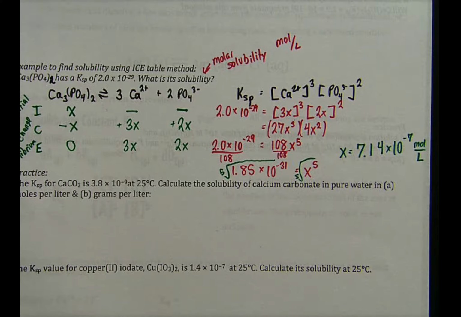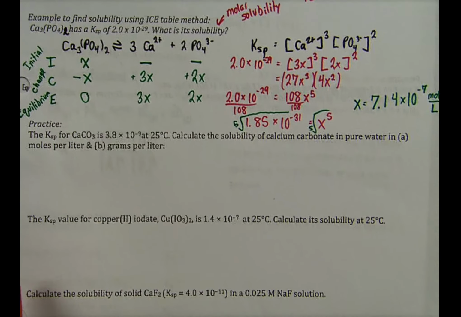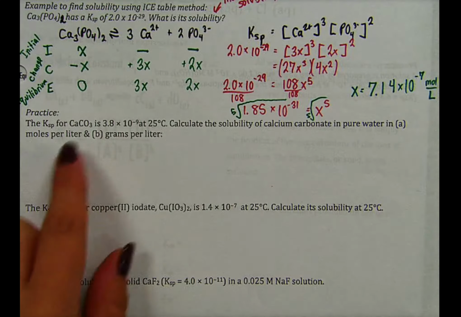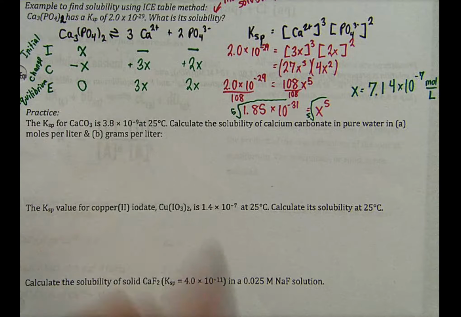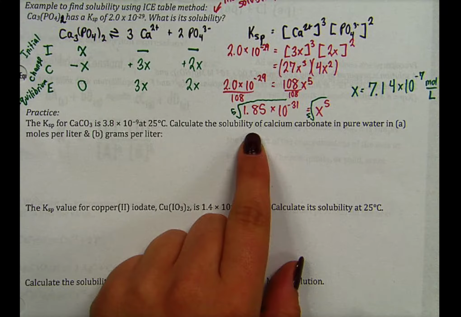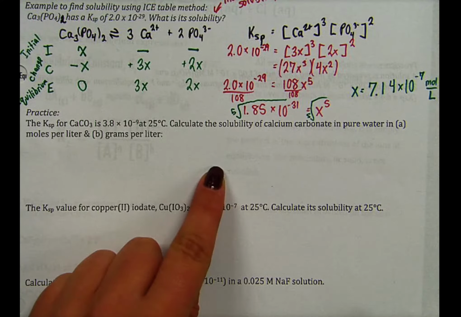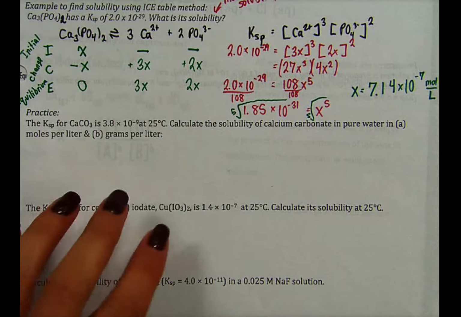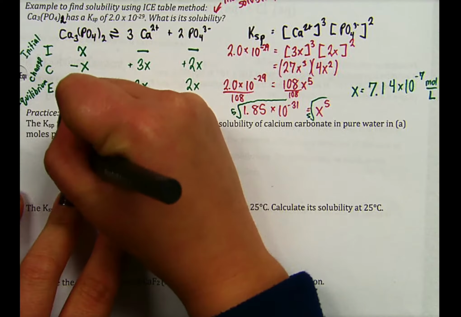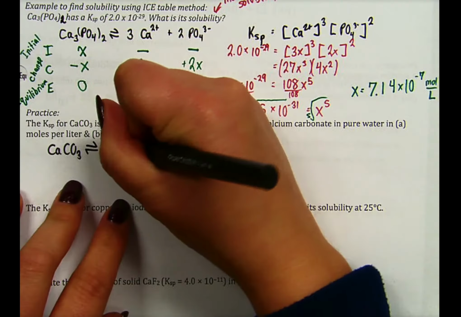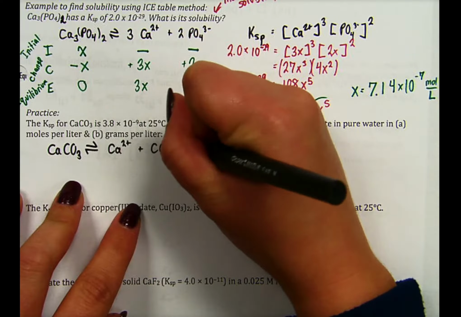Okay, let's try another one. We'll do another one together. The Ksp for calcium carbonate is 3.8 times 10 to the negative 9 at 25 degrees Celsius. We're going to calculate the solubility of calcium carbonate in pure water in moles per liter and grams per liter. So let's look at calcium carbonate. CaCO3 will break up into calcium 2+ ions and carbonate ions.